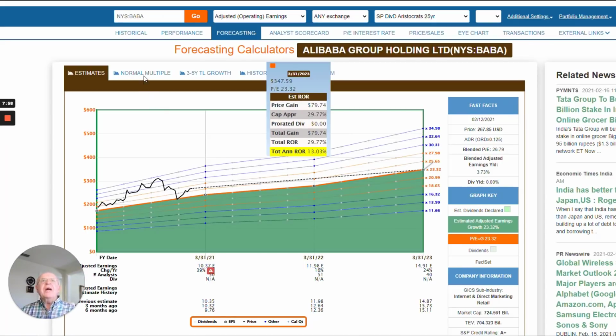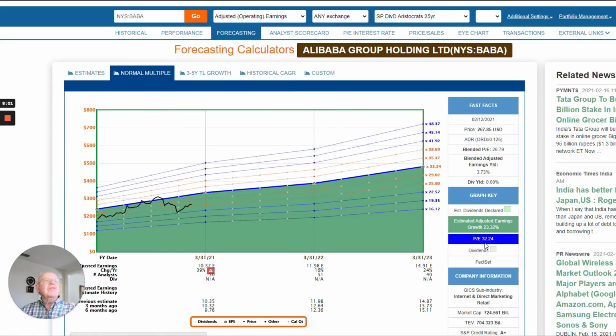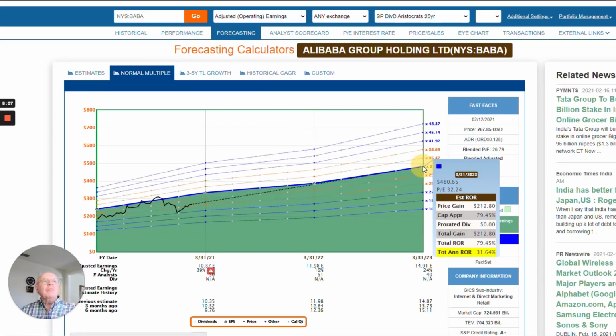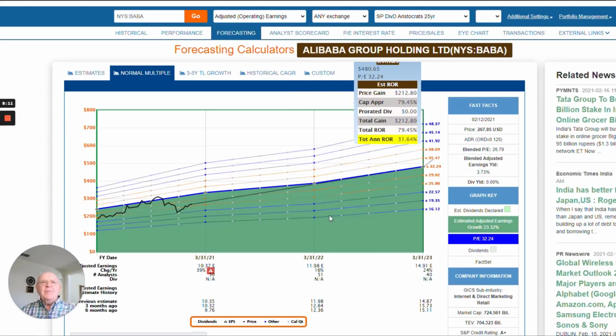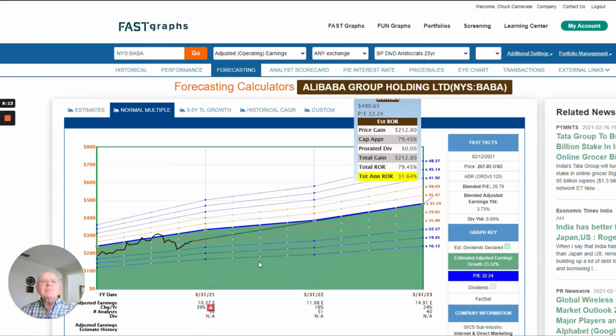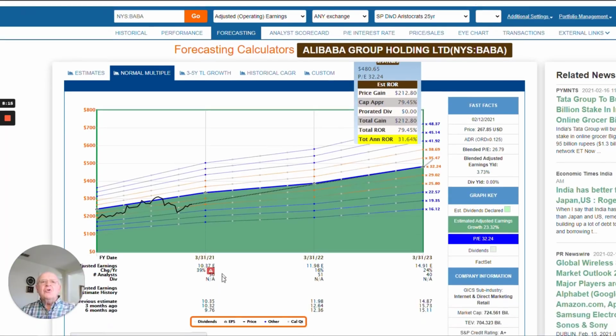Now, if I look at the normal multiple of this company, it's historically traded at a PE of about 32. If it held that normal PE, you could make 31%. These are what-if scenarios. This is something that's very important. I always believe in running the numbers out to their logical conclusions.